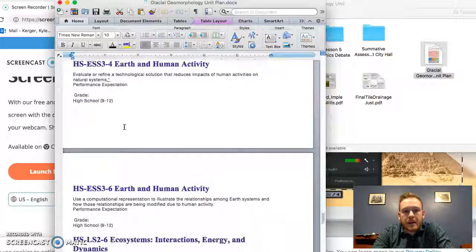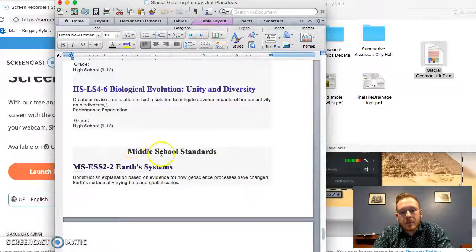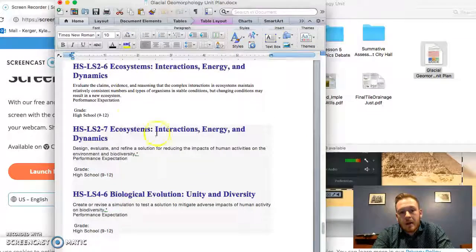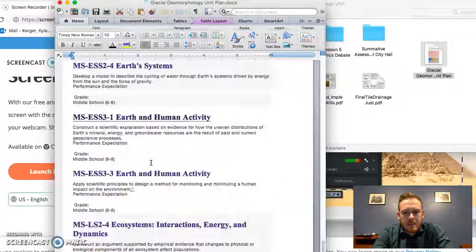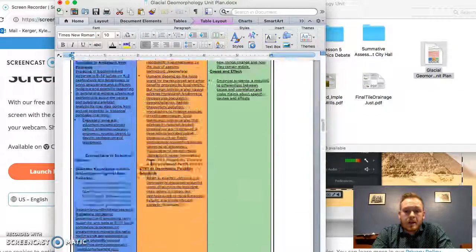Like I said at the very beginning, here we have NXA. These are all the standards I thought could have been completed by this unit. I've included some of the middle school standards. Like I said, there's more high school standards that I think it meets, but I included the middle school ones as well if you want to take a look at those.